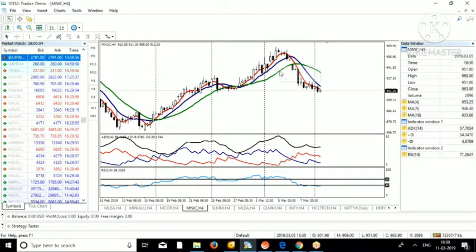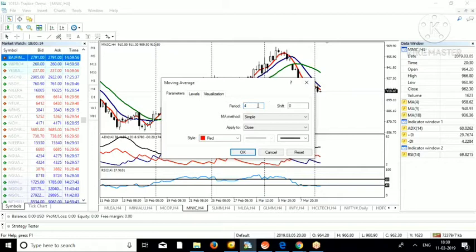Suppose we take this one, red color one is MA4. Here you can see this is moving average period 4, and MA method is simple. So we have to use simple moving average and a period of 4. That is the first moving average we require in this combination: 4, 9, and 18. The first moving average which we require for this strategy is MA4, and it has to be simple.